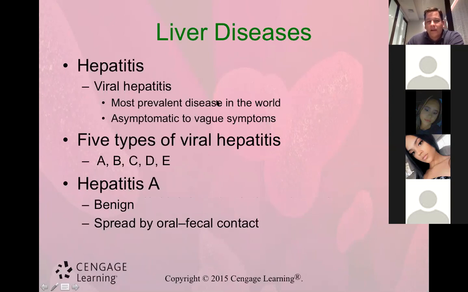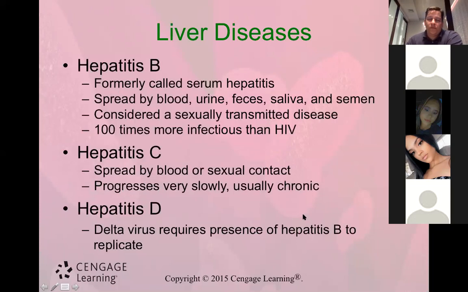Hepatitis can be viral hepatitis, the most prevalent disease in the world. It's asymptomatic to vague symptoms, to symptoms that are not too strong. You have 5 types of viral hepatitis: A, B, C, D, and E. Hepatitis A is benign, spread by oral fecal contact, so food that is contaminated.